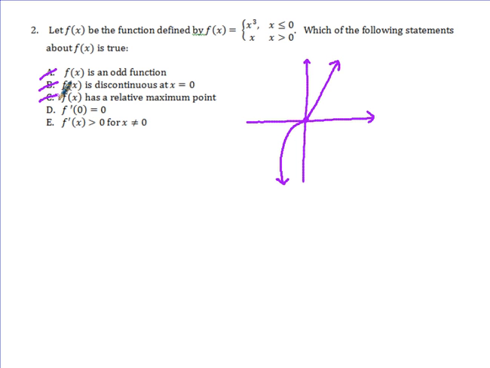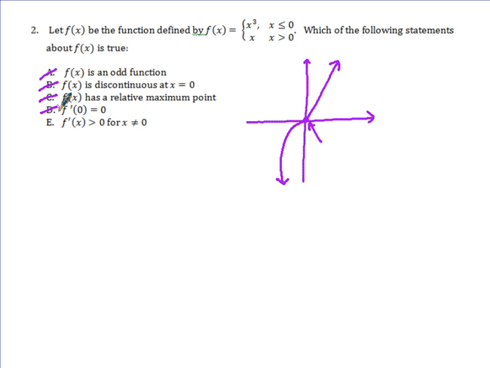Answer D, f prime of 0 is equal to 0. So this is a question about the derivative of f at 0. Now if you notice, to the left of 0 I have a curve, and to the right of 0 I have a line. That means that right here at this point we do have a sharp turn. A sharp turn means that no derivative exists, and if the derivative does not exist, then it certainly cannot be equal to 0. So that is not true.